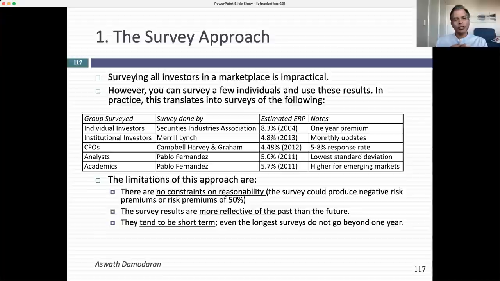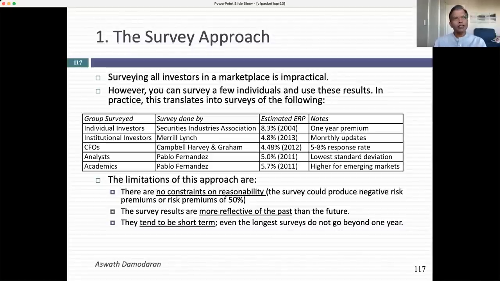The Securities Industries Association used to poll individual investors. And here's what they would ask them. What do you think the stock market will do over the next year? Give me a percentage return. They stopped doing it in 2004 because they discovered it was almost pointless. Because what they were getting were not expectations, but hopes. Do you know what I mean by that? People would be asked, what do you think the market will do? And people say, I'd like it to do 20%, so I'm going to say 20%. You can say whatever you want.